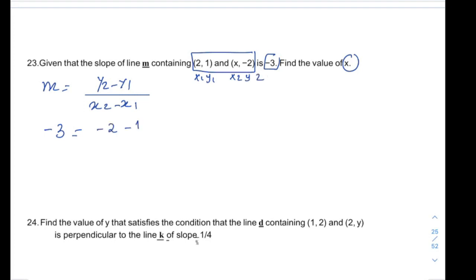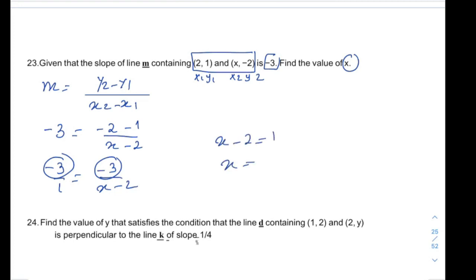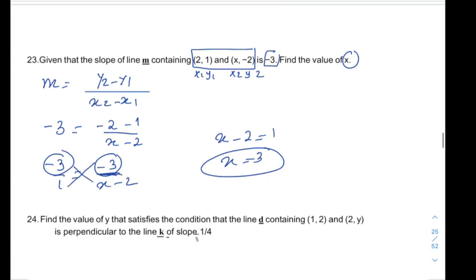2 minus 1 over x minus 2. So it is -3 over 1 equals -3 over x minus 2. You can do it with cross multiplication, or you can say that since both numerators equal -3, then the denominators will be equal. That means x minus 2 is 1, so x is 3. Easy. Try with cross multiplication, it will work as well, no problem.